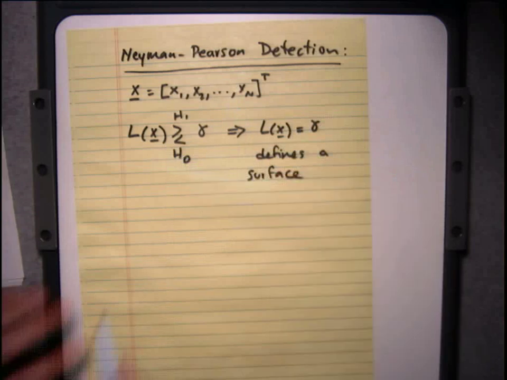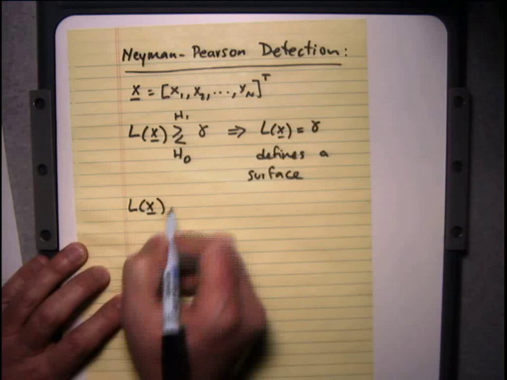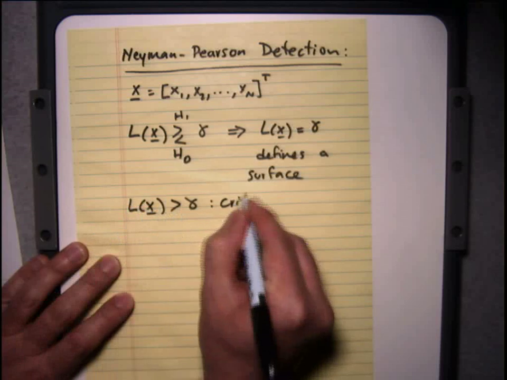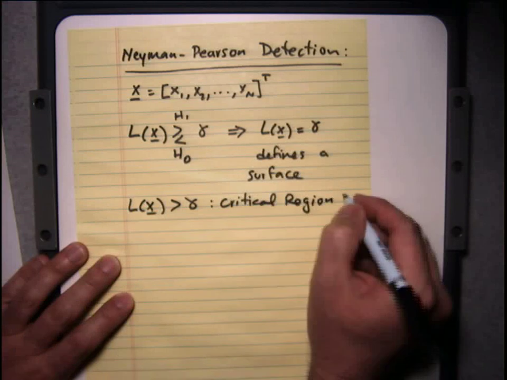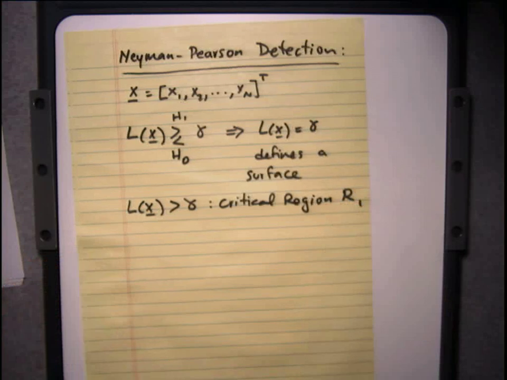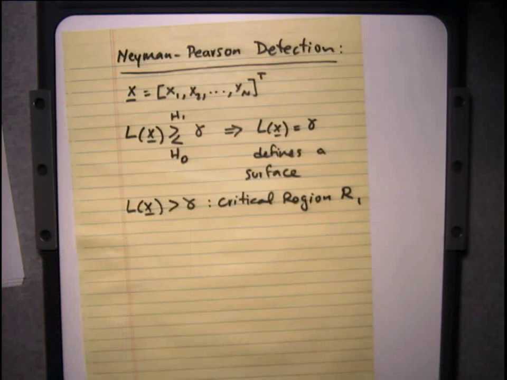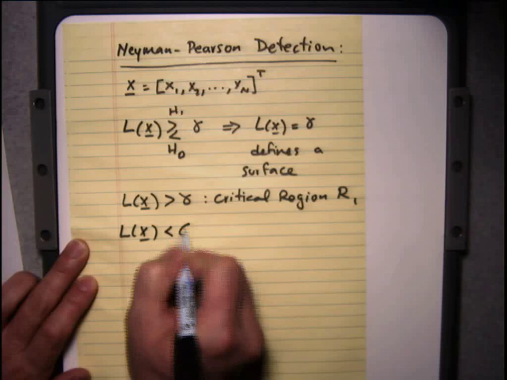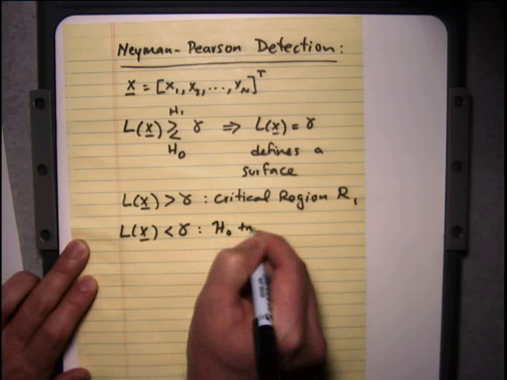Okay, other definitions that we made was that the region where L of x exceeds the threshold, we called this the critical region, R1. The reason why it's called R1 is because this is the region where H1 is true. So we index it with 1. And of course, the region where L of x is less than gamma is the region where H0 is true.